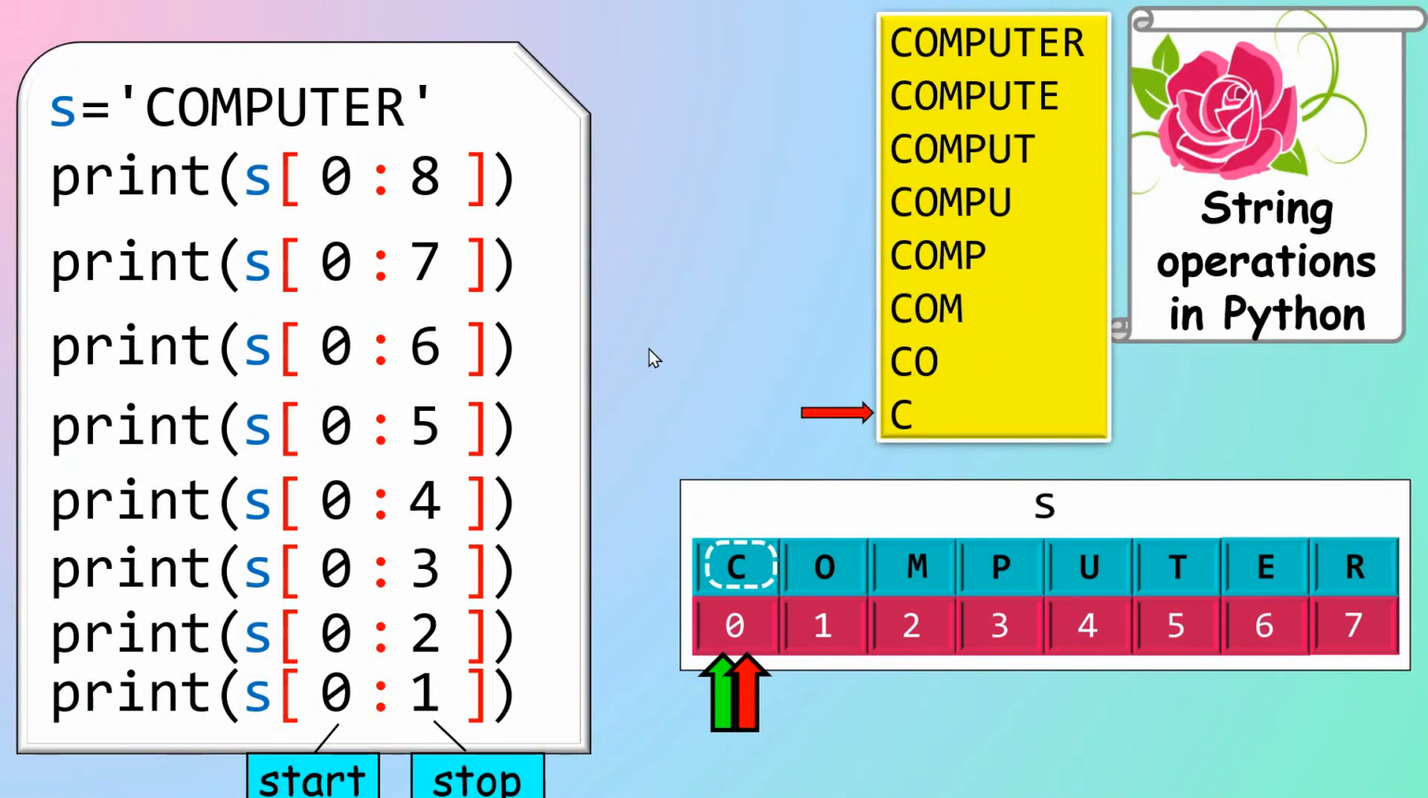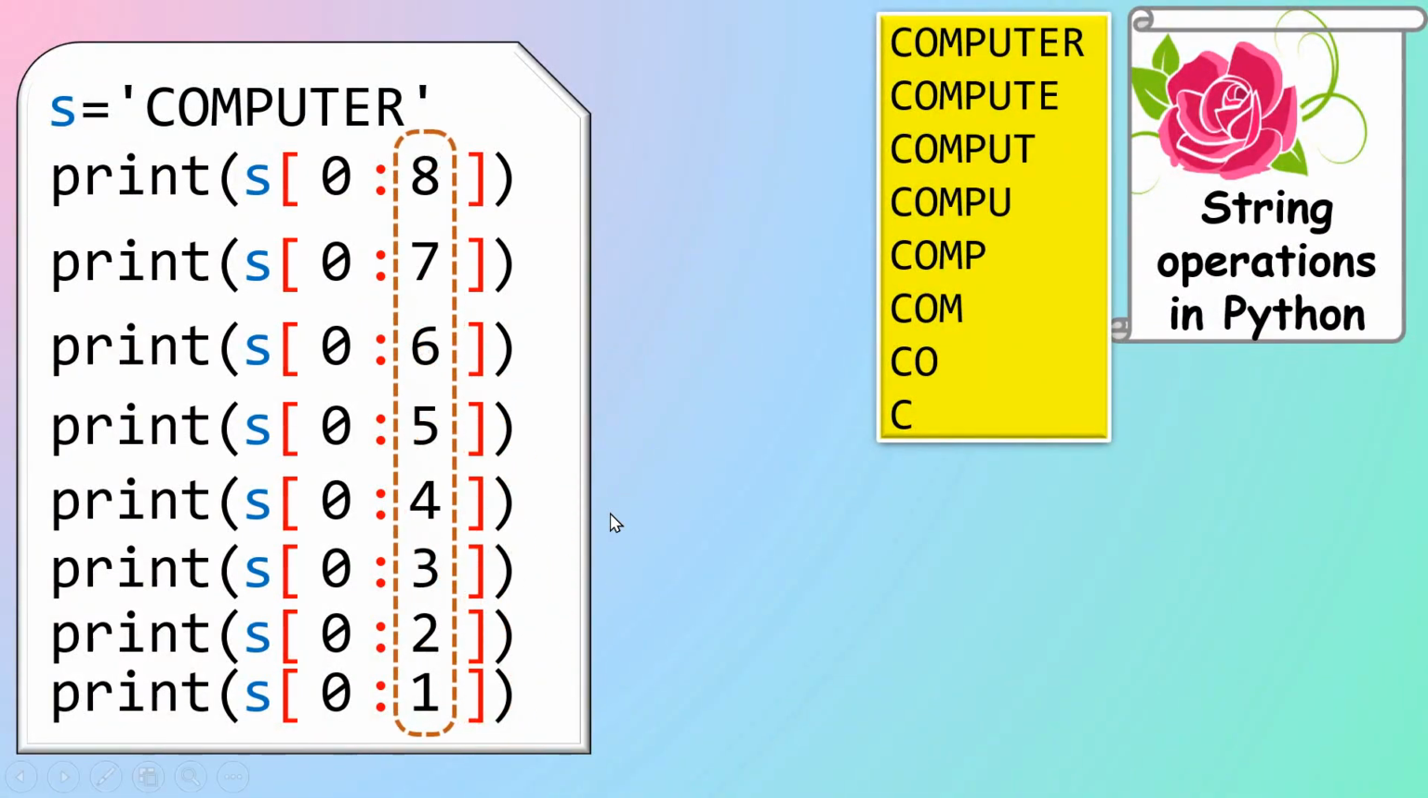Look at all these print statements. They differ only in the second parameter, that is the stop index value of the slicing operation. So the second parameter is taking the values 8, 7, 6, 5, 4, 3, 2, 1. So you should not write so many print statements. Instead, you should write only one print statement. Because all these actions, all these print statements are similar. You should write one print statement and place it within a loop.